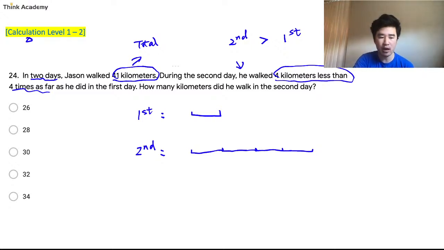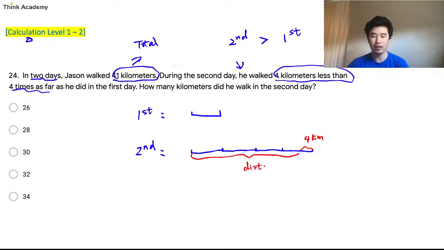So how can we represent that on the graph? Here, let me use another color. So this is 4 line segments. It's going to be 4, a little bit right here. Let's say this is 4 kilometers. So 4 kilometers less than 4 times. Then this is going to be the distance for the second day. So it's going to be 3 line segments plus a little bit. And this little bit is going to be 1 line segment minus 4 kilometers. Okay, that's all we know from this sentence.